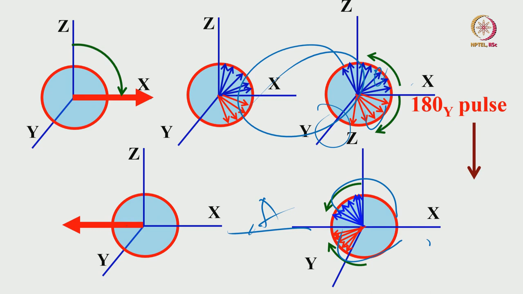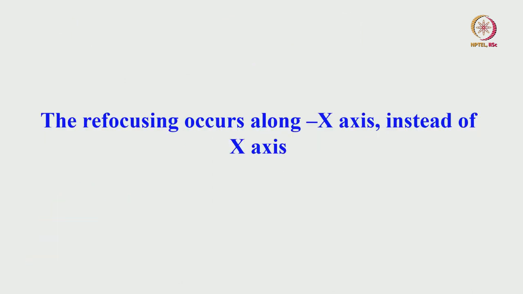What happened here? Same. You have still refocused the chemical shifts. In the previous example, all the spin vectors were refocused along the plus x axis, but now they are refocused along the minus x axis. That is all the difference. The refocusing still occurs whether you apply a pulse along the x axis or the y axis; there is chemical shift refocusing. In one example, when you applied a 180 pulse along the plus x axis, there was refocusing along the plus x axis. If you apply a 180 pulse along the y axis, there was refocusing along the minus x axis. That's all. There is no difference except the refocusing axis is different, but chemical shifts are always refocused.